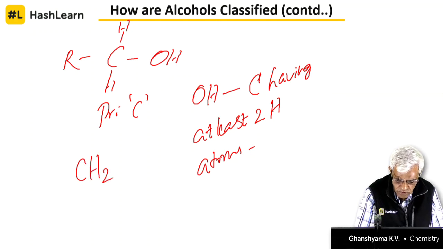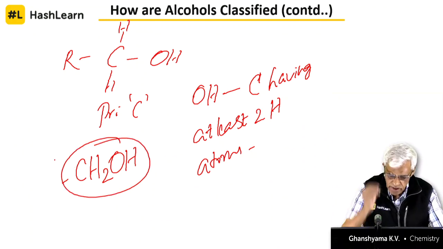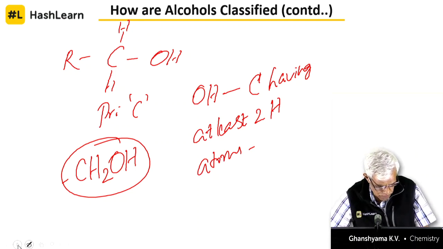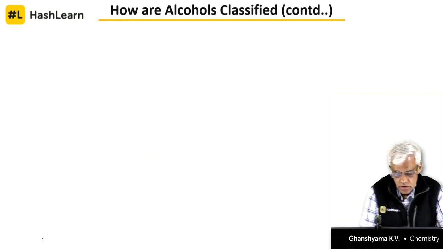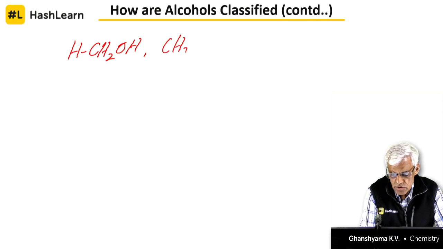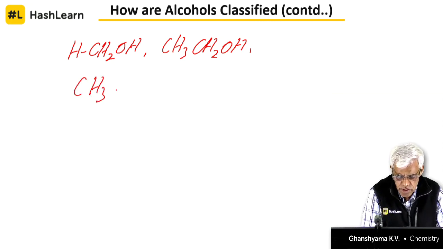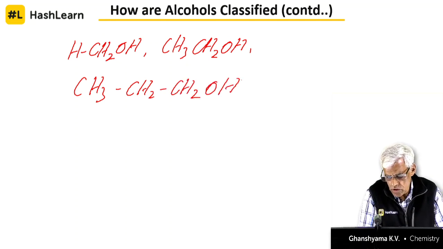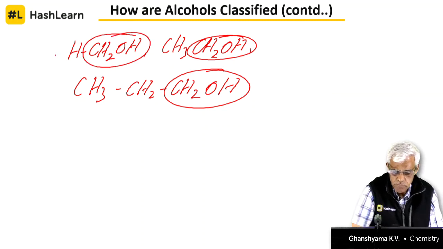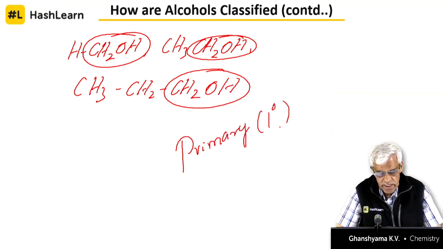Therefore, a primary alcohol will have the general formula CH2OH. Any compound you come across having CH2OH is a primary alcohol. We shall see some examples. CH3OH, methanol, is a primary alcohol. CH3CH2OH, ethanol, is a primary alcohol. So, if CH2OH is present, it is called a primary alcohol or 1 degree alcohol.